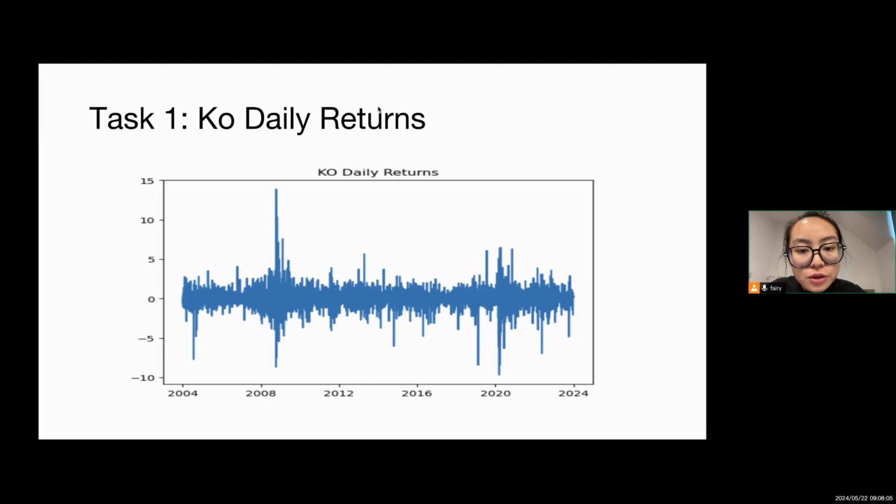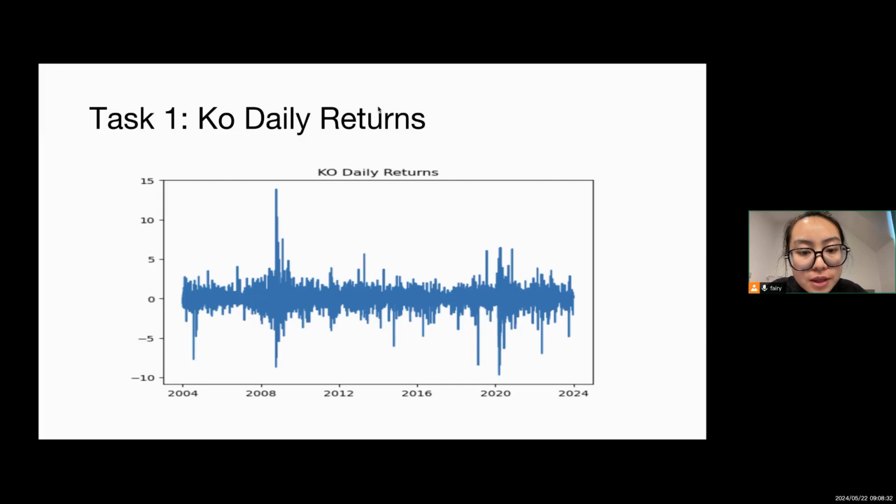For task 1, I chose to analyze the KO stock in detail to show that the data does not change over time and allows for time series analysis and model forecasting. Firstly, the returns of KO stock are visualized and analyzed. The graph shows that the returns of KO are relatively smooth and do not change over time.